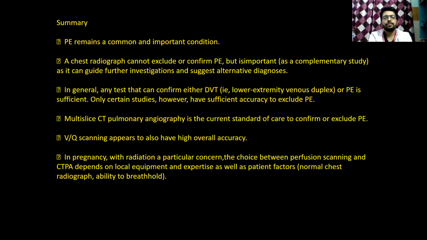So this is the summary. PE remains a common and important condition. Chest radiograph cannot exclude or confirm PE, but is important. In general, any test that can confirm either DVT or PE is sufficient. Only certain studies, however, have sufficient accuracy to exclude PE. Multi-slice CT pulmonary angiography is the current standard of care to confirm or exclude PE. VQ scanning appears to also have high accuracy. In pregnancy, with radiation particularly concerning, MRI can be done.